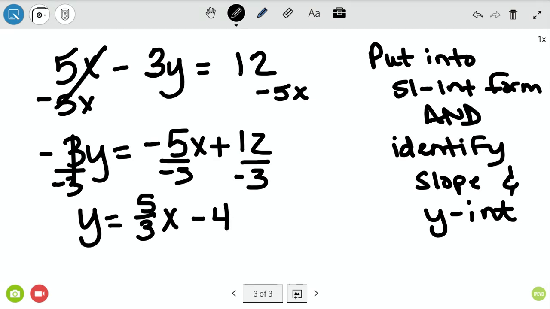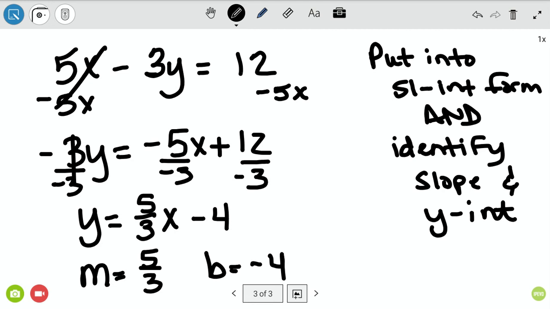So now the last half of our instructions said identify the slope. What letter do we use to represent slope? M. So what does the m equal here? Good, 5 over 3. What letter do we use to represent the y-intercept? B, and what's our b equal? Negative 4. Perfect.